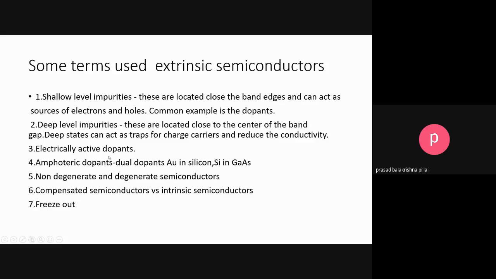Have you heard this name, the third one, electrically active dopants? Yes. Yes. No. No, sir.